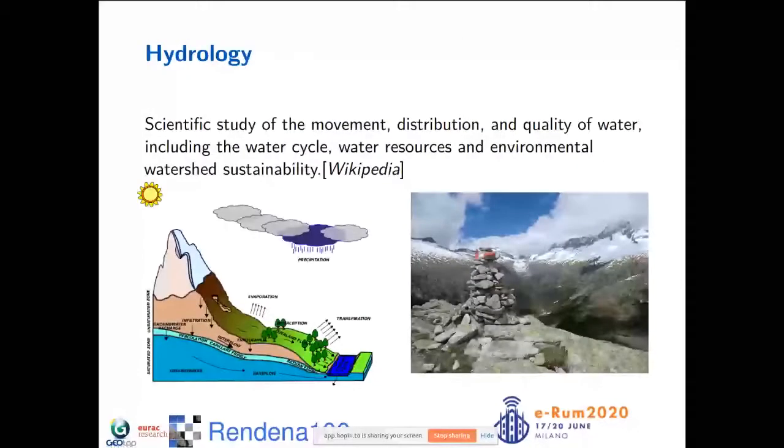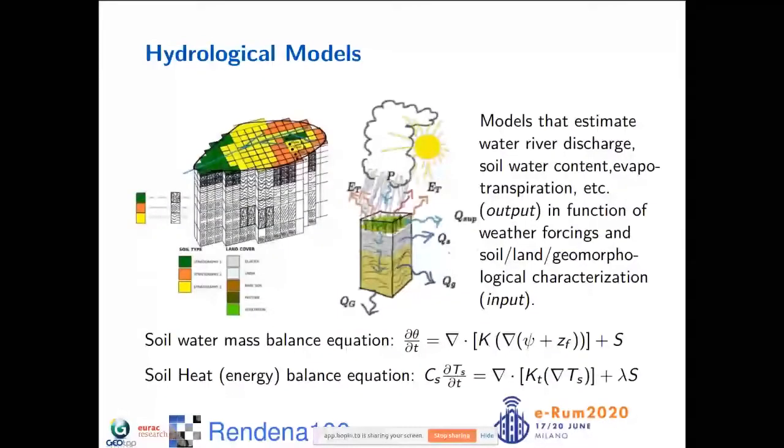Hydrology is the scientific study of the movement, distribution, and quality of water, including water in terrain, and it studies many physical phenomena like precipitation, evaporation, groundwater, and river discharge. In this particular case, hydrological models are deterministic mathematical instruments that estimate soil water content, evapotranspiration, and snow, given weather forcing such as precipitation, evaporation, and temperature.